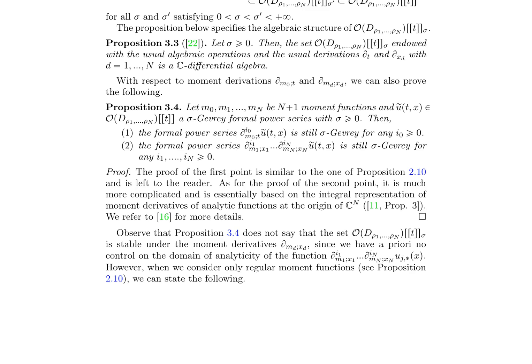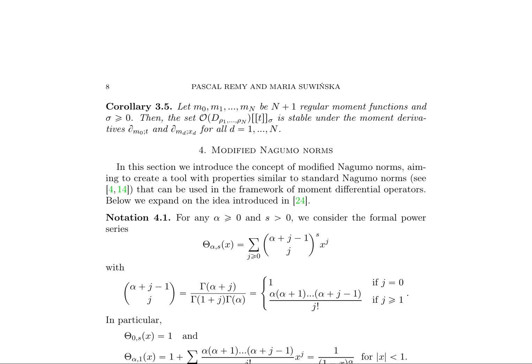The modified Nagumo norm, f, alpha, r, s depends on the indices alpha, r, s, and is used to quantify the growth rate of the coefficients of a formal power series. This norm is essential for studying the convergence of formal solutions to moment PDEs and can be applied to establish the existence of actual solutions.